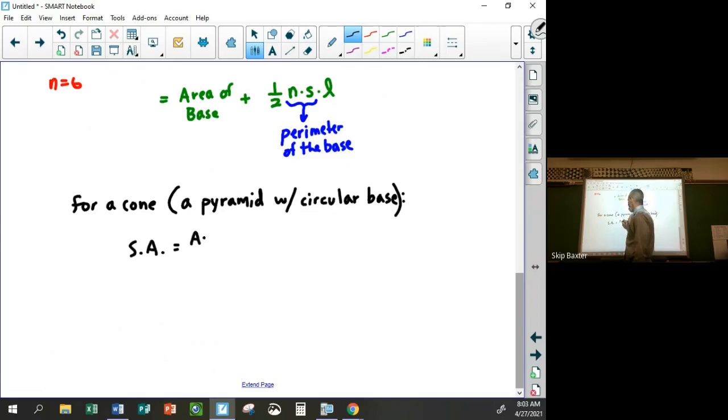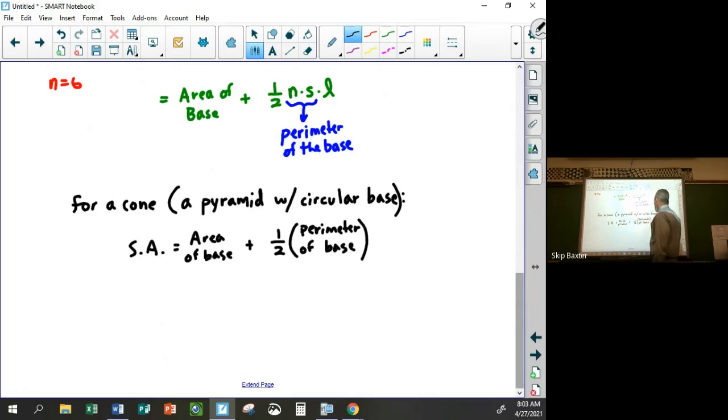It's the area of the base plus 1/2 the perimeter of the base times L. It's the same formula as the formula for any pyramid. But when it comes time to actually figuring out what these things are, since it's a circular base, we know the formula already for every one.